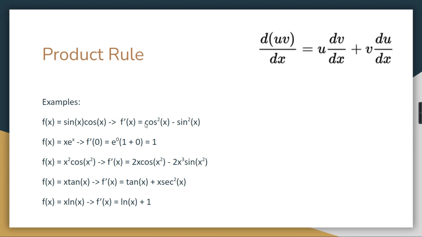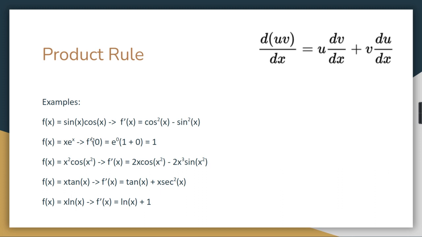Sine of x times cosine of x. You do derivative of sine times cosine. So the derivative of sine of x is just cosine of x, times cosine of x is cosine squared, plus sine of x times the derivative of cosine of x, which is negative sine of x. So negative sine squared of x. So cosine squared minus sine squared.